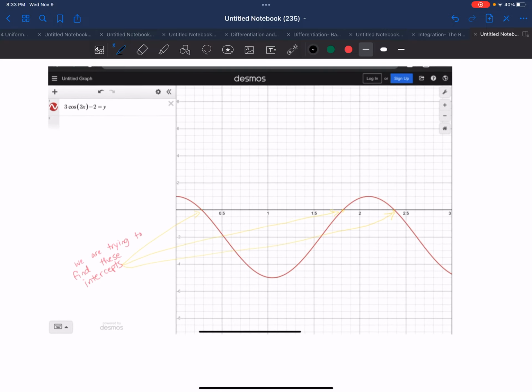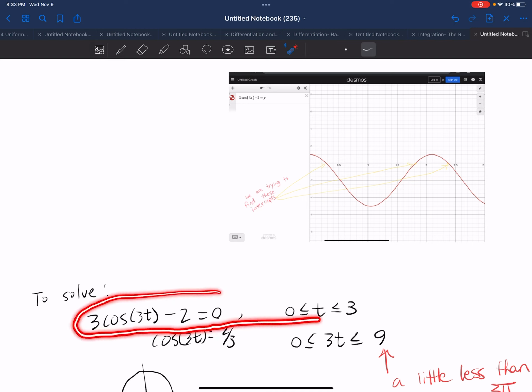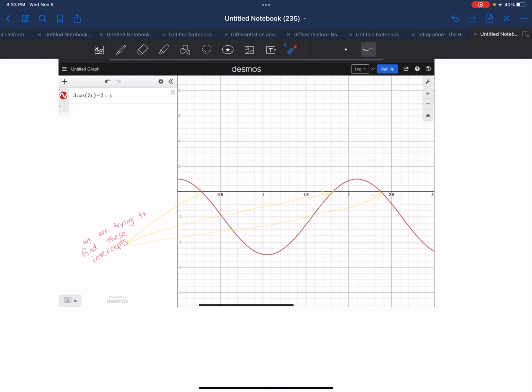Okay, so this is what we're trying to solve here. We're trying to solve this equation for t, and we're given the constraint that t is supposed to be in between 0 and 3. So I just went to Desmos to sketch the graph of 3 cosine 3x minus 2, and that's this curve in red. We're trying to see when this is equal to 0. Just from the graph, we can see that we're going to have three different intercepts, and basically what we're trying to do is find those three intercepts.